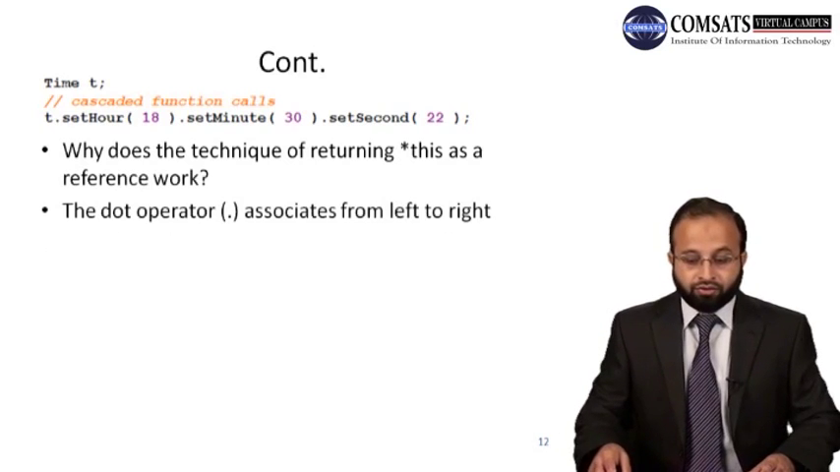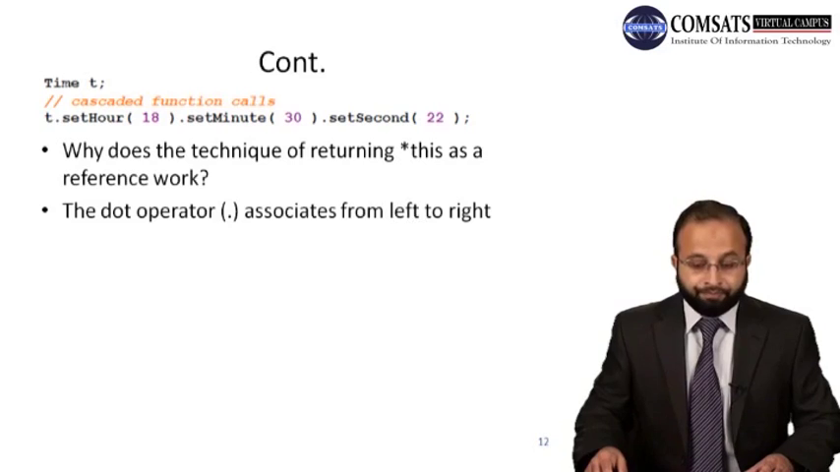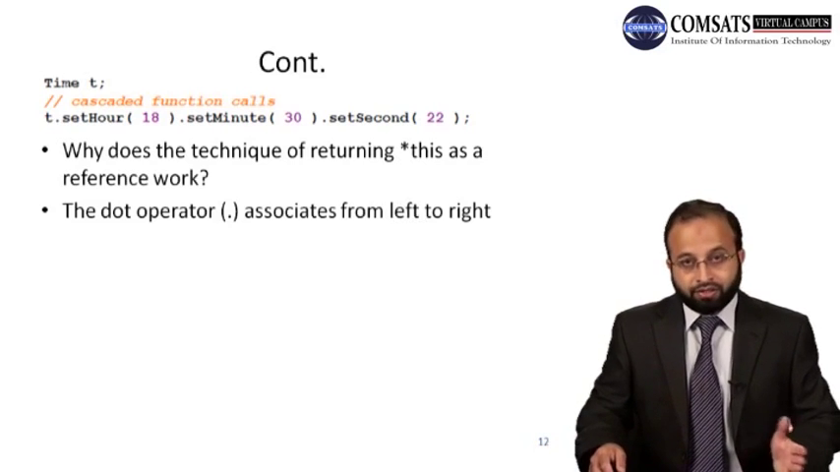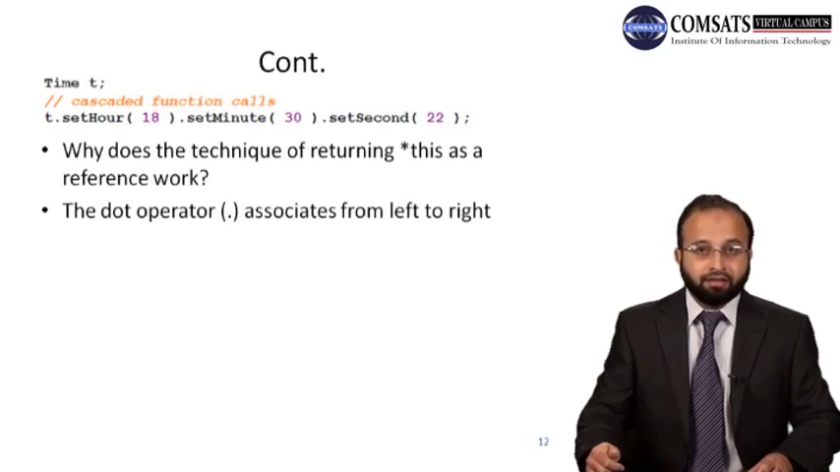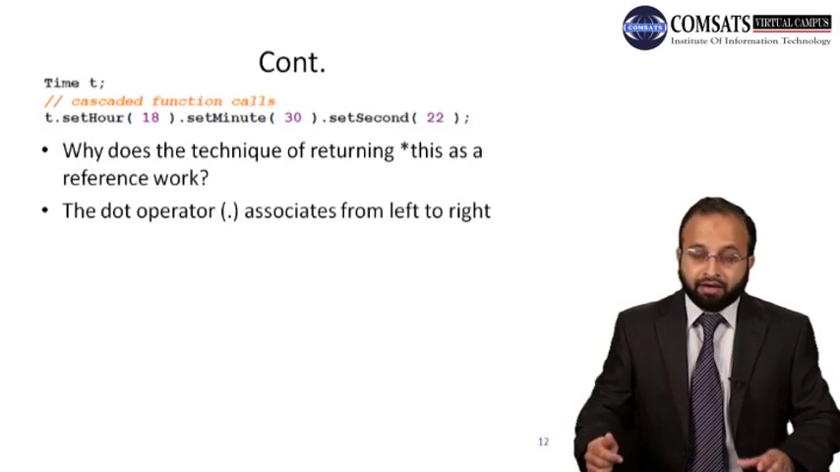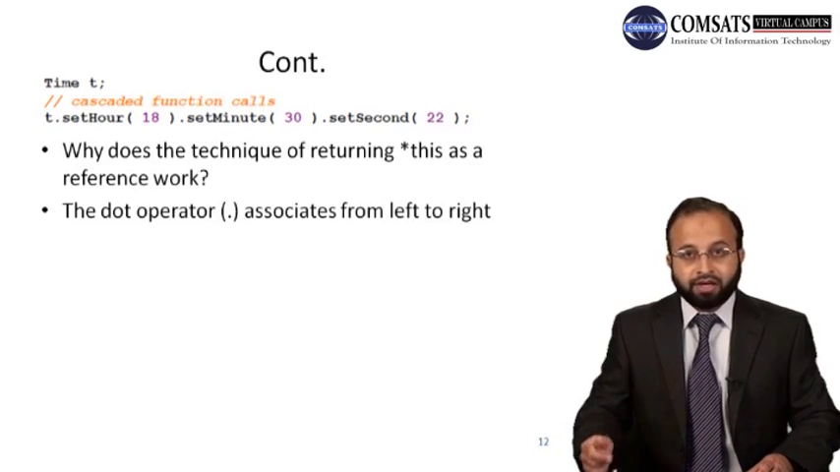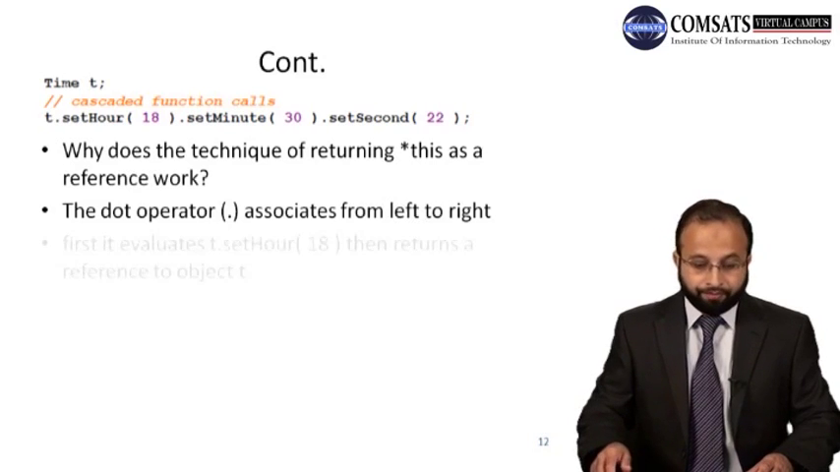The dot operator associates from left to right. So first it will call the function t dot set hour, starting from the left side, then the reference of that call will be returned. That call returns the reference of the object time, and then the second function set minute will be called, and so on.